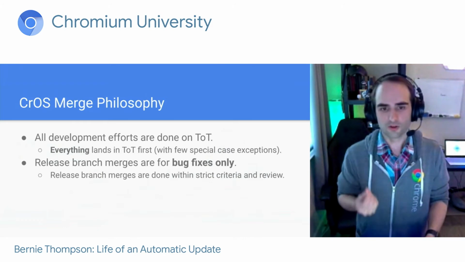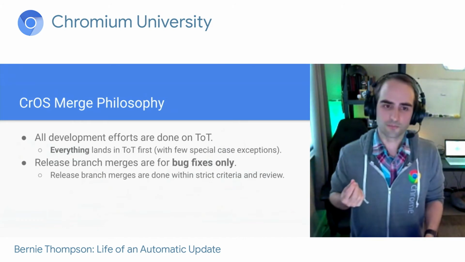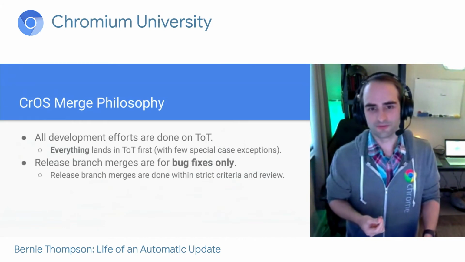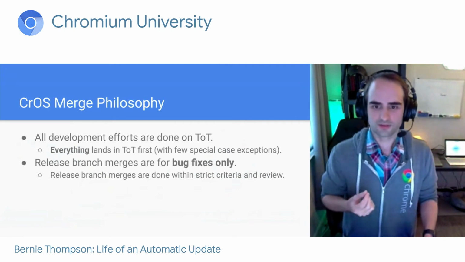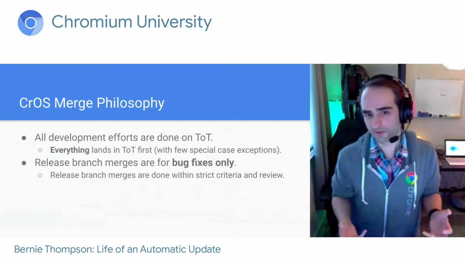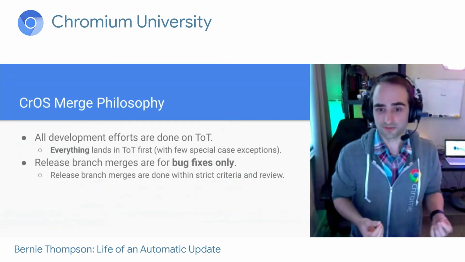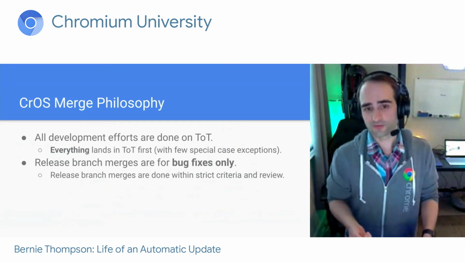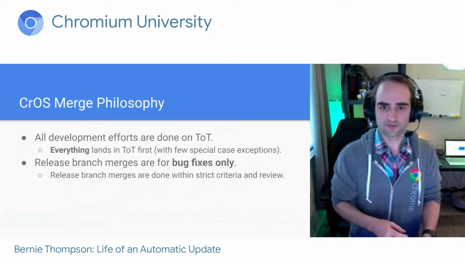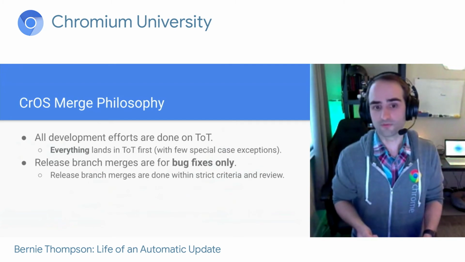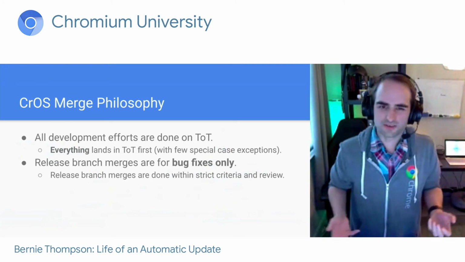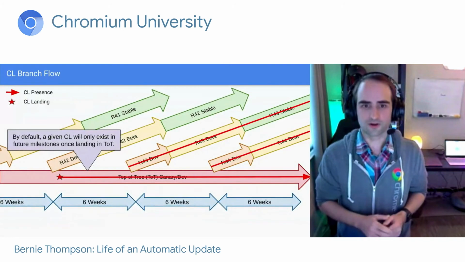All merges to release branches are bug fixes only. We don't want to develop features on release branches such that we can preserve their stability. Chrome OS is effectively stabilized by this merge policy and process. All merges to release branches are done under strict criteria and review. So what might a typical CL's flow look like in this regard?